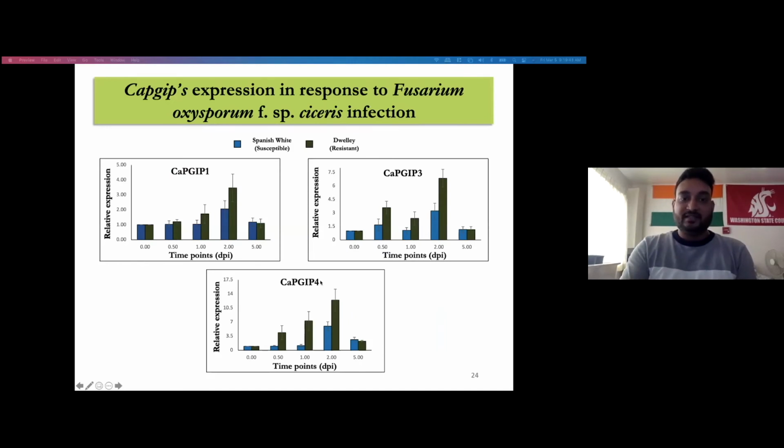The expression levels for Fusarium were better when compared to the infection with Ascochyta. All the Pgips are expressed when infected with Fusarium. Very interestingly, and in contrast with Ascochyta, Pgip4 had the highest expression when infected with Fusarium, and Pgip1 and 3 also had better expression levels for Fusarium. And there's a distinct difference. You can see the expression levels in resistant are more than the expression levels in susceptible.